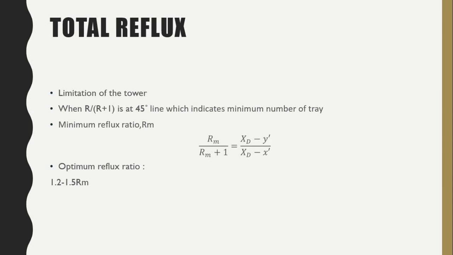Total reflux tells us about the limitation of the tower. When R over R plus 1, which we call the slope, in the enriching zone is at a 45-degree line, it indicates the minimum number of stages.